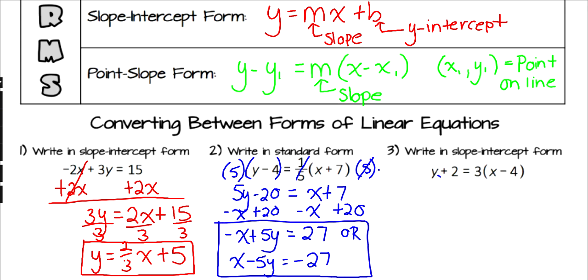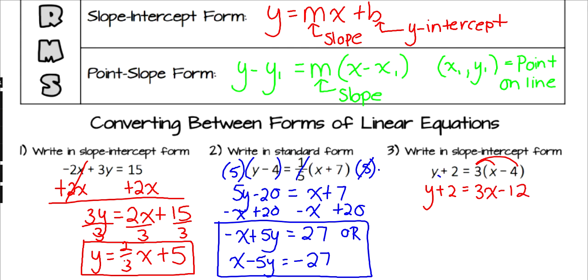And then finally, example 3 here wants us to take another equation from point slope form, but this time write it into slope intercept form. So again, when we want to get into slope intercept form, we would like to get that y variable alone. So to do that, I'm going to start by distributing the 3 into my quantity x minus 4. So I would get y plus 2 equals 3x minus 12.